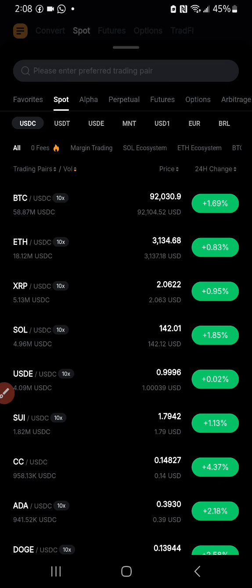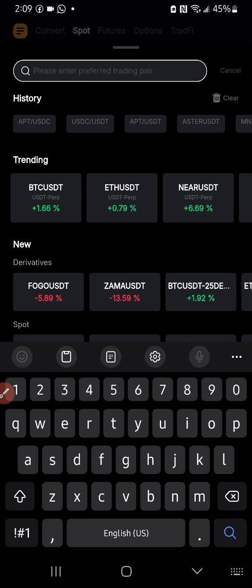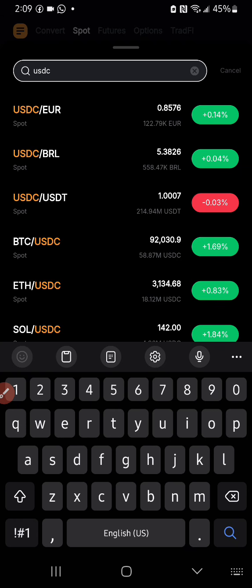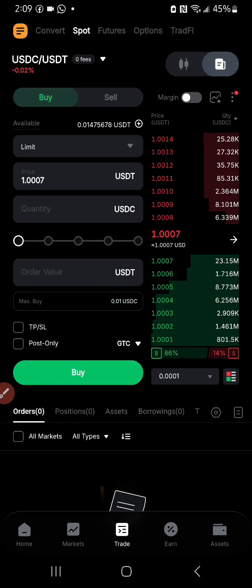That was over 1% increase. So imagine making that up to 20 times. You would have made a whole lot for the day. So that's how all of this works.